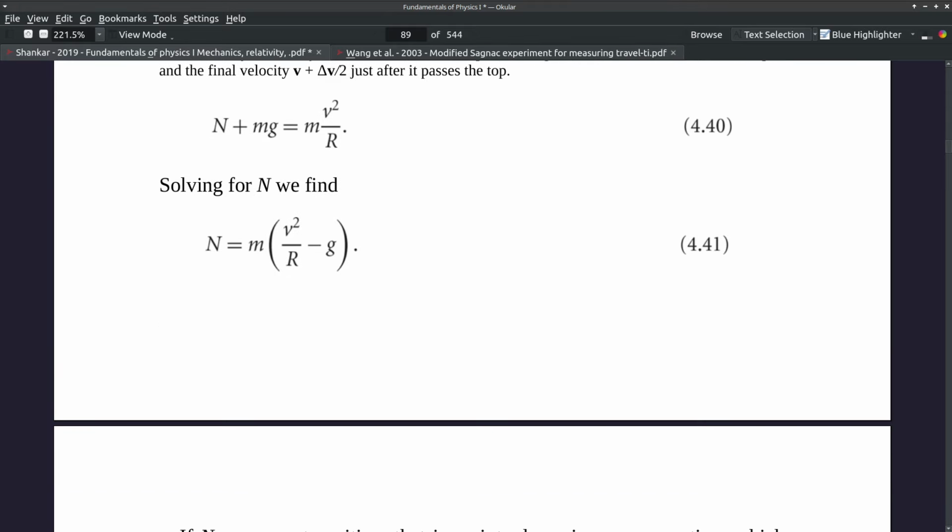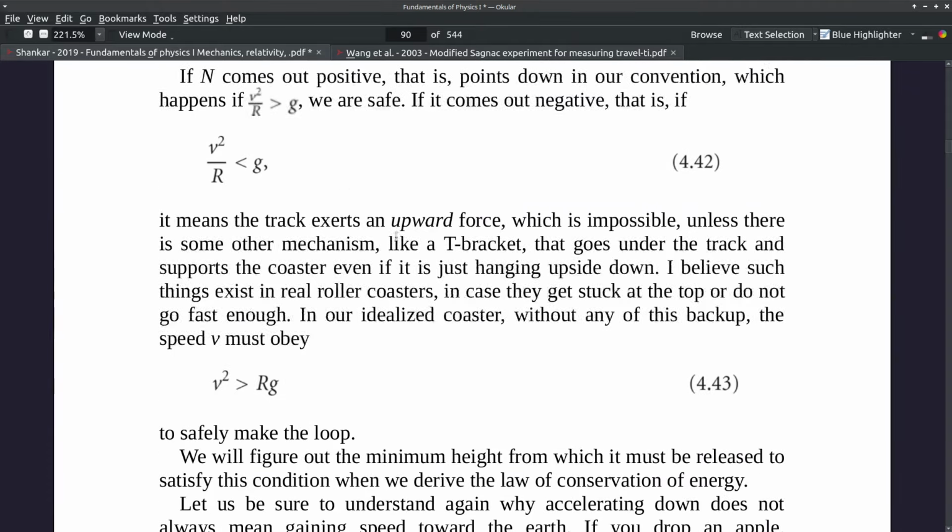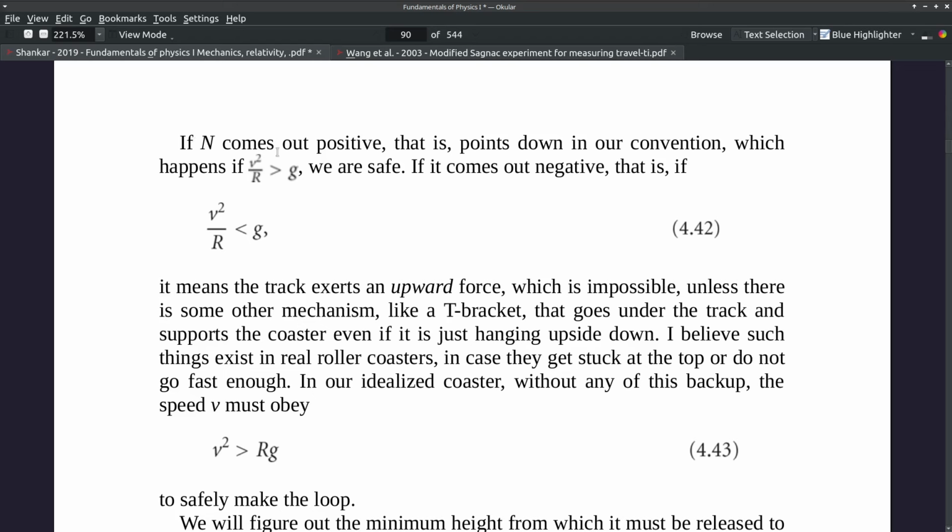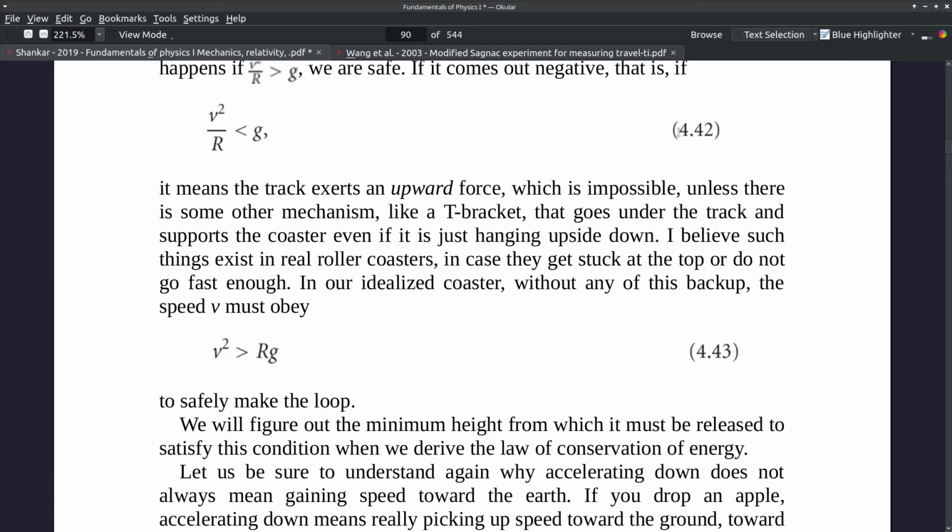Just after it passes the top, it is given by the equation N plus mg equals m v squared over r. Solving for N, we find that N equals m times (v squared over r minus g). If N comes out positive, that is, points down according to our convention, which happens if v squared over r is greater than g, we are safe. If it comes out negative, then we're doomed, as given in equation 4.42.